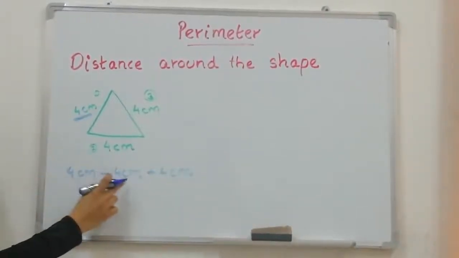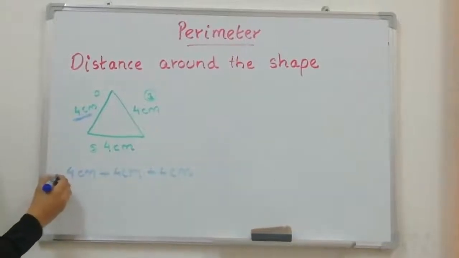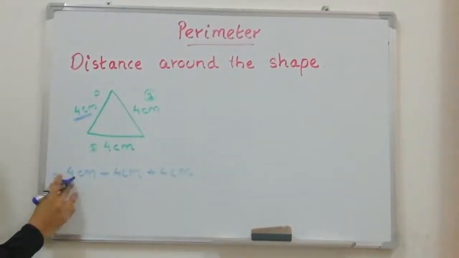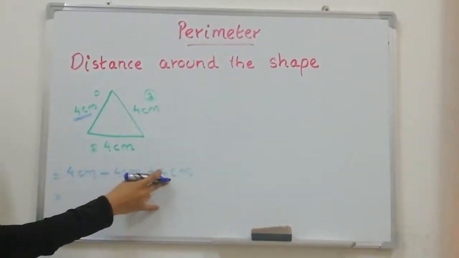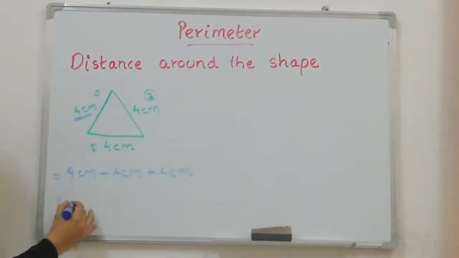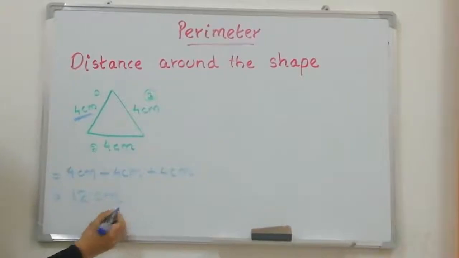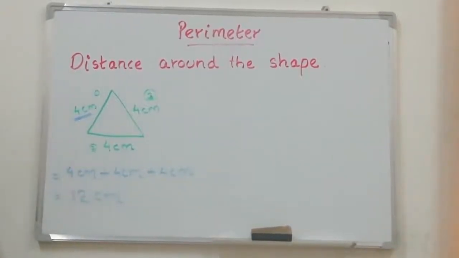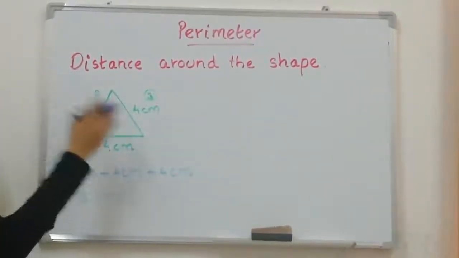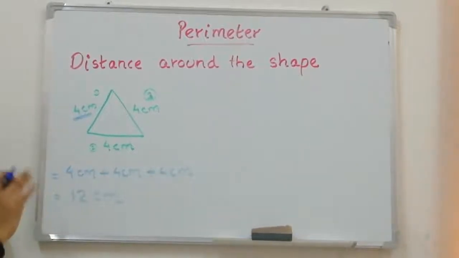So 4 plus 4 plus 4. What will you get? 4 plus 4 is 8, and 8 plus 4 will be 12. So your answer will be 12 centimeter. So to find the perimeter of the triangle, you are just adding all the sides.